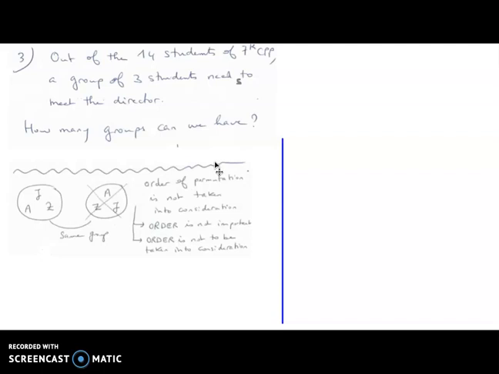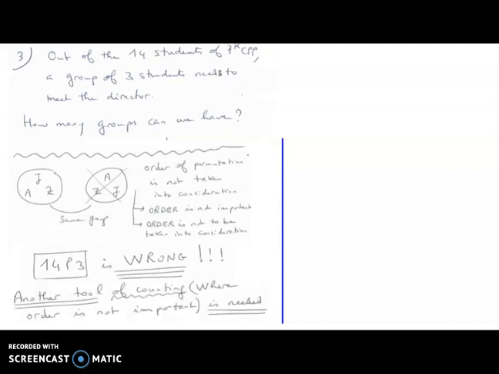And in this case, I cannot use the same properties as I used before, because order is not important anymore. So, the permutation by itself is not a way to find the answer. I'm not permuting 3 out of 14, so this is completely wrong. And in this case, mathematicians have to find something other than permutation in order to find the answer. So another tool of counting where order is not important is needed. What is this tool? The new tool is combination.